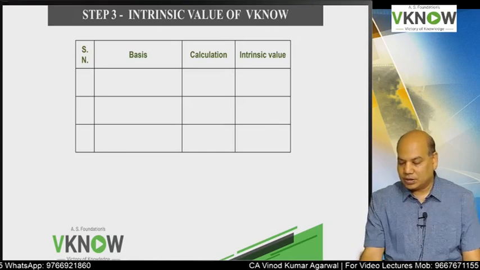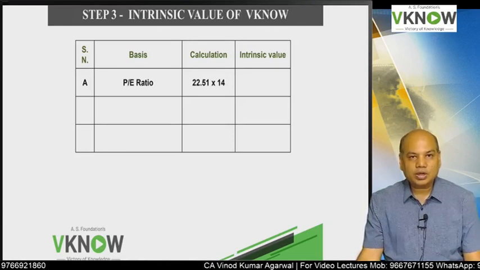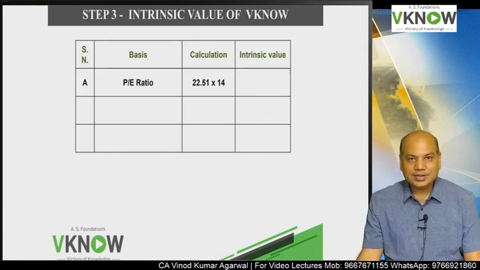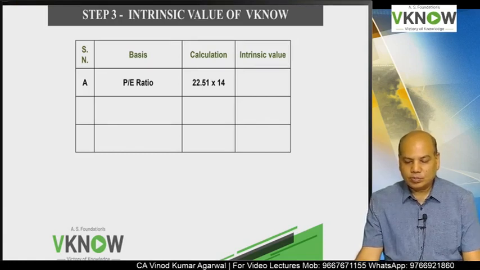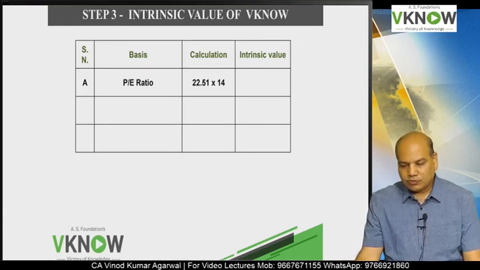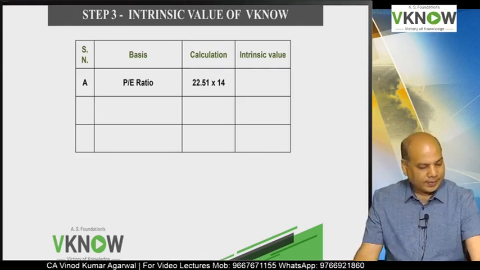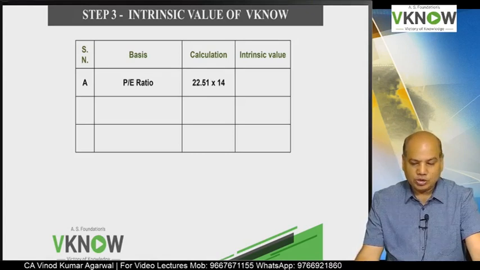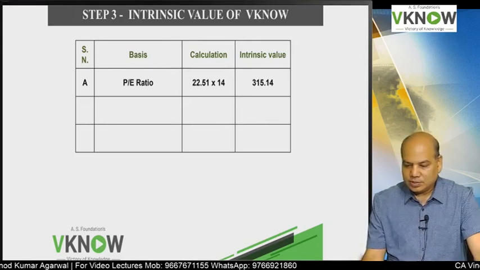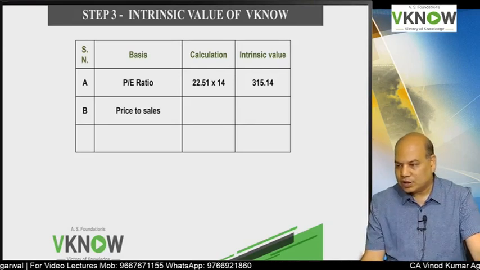Based on price earning ratio, price to sales ratio, and price to book value ratio, there will be three intrinsic values for Vino. Point A, P/E ratio. For Vino, the earning per share is 14 and the P/E ratio is 22.51. Answer please. 315.14.